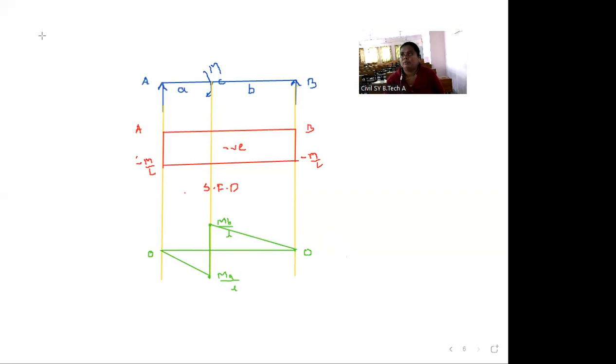So this is the bending moment diagram. This part is in negative and this part is in positive nature, and this is the bending moment diagram. So please write down fast.